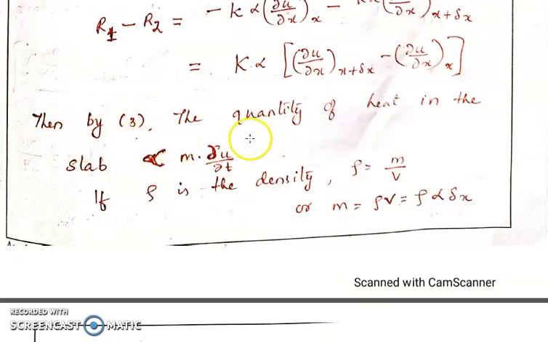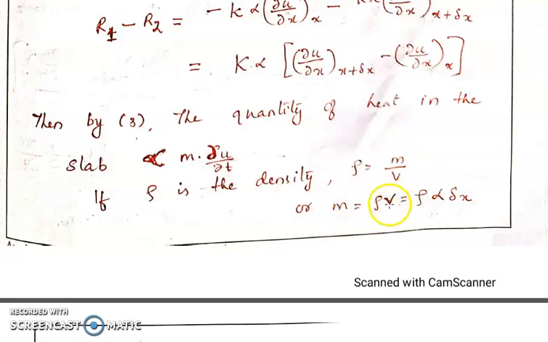By the third law, the quantity of heat in the slab, that is, here we consider the slab between the section at x and the section at x plus delta x, is proportional to mass into the temperature change, ∂u/∂t. Here we take rho as the density, and density equals mass by volume. Therefore, mass equals density into volume.